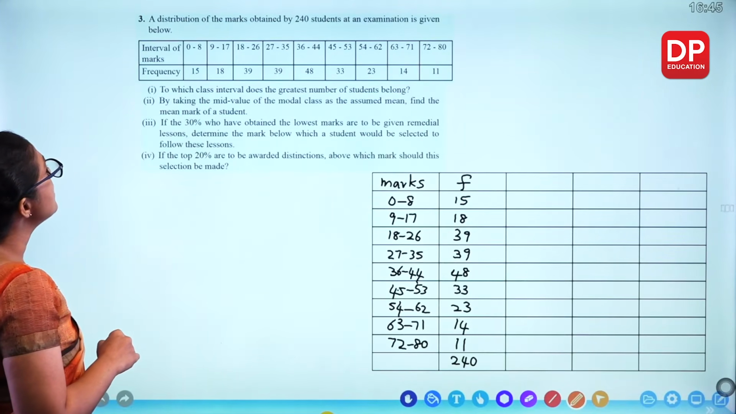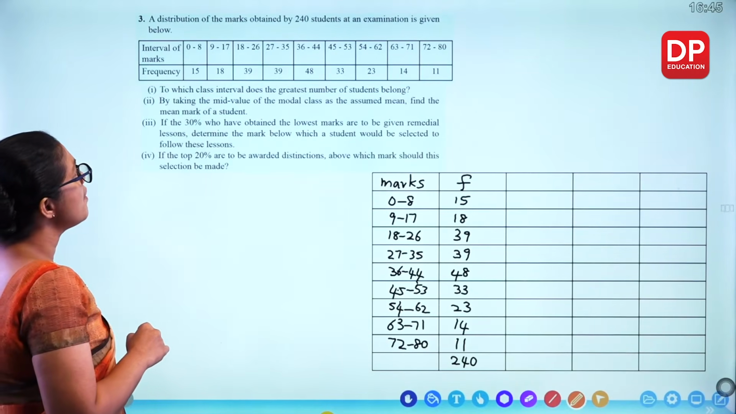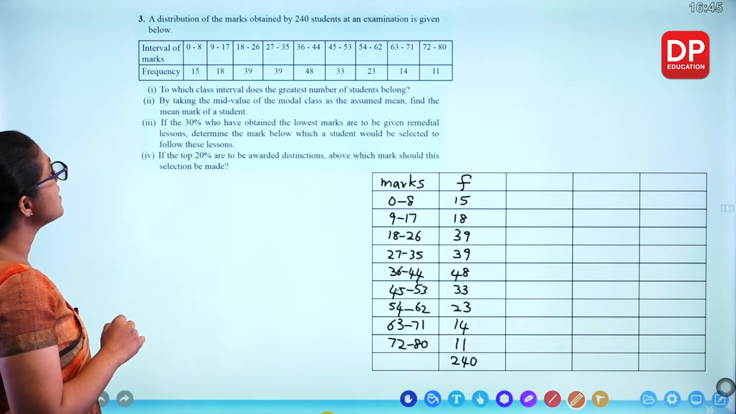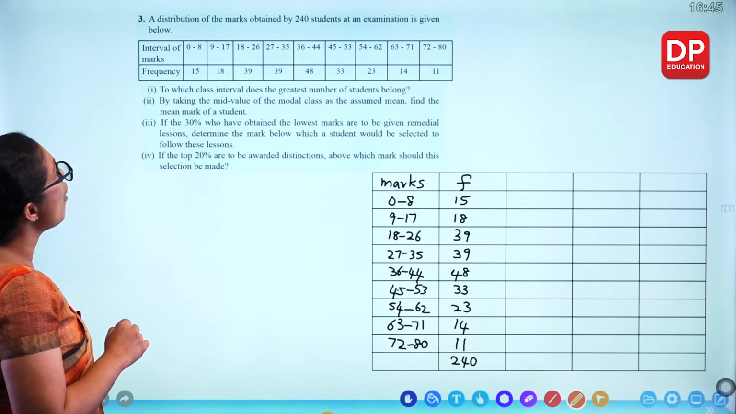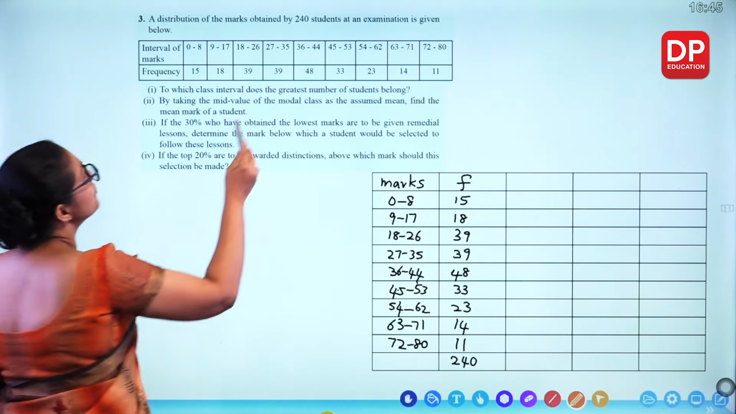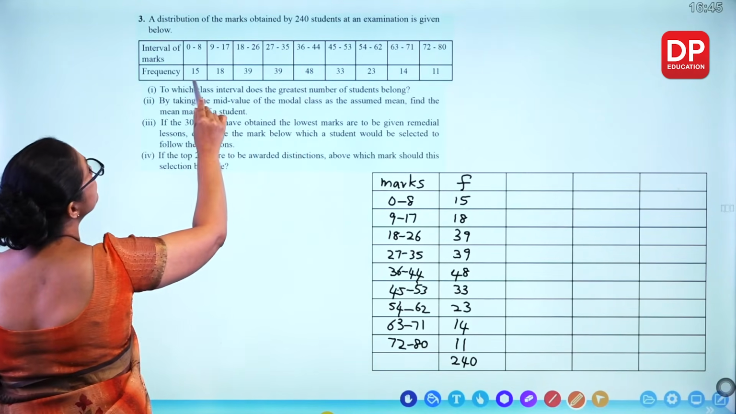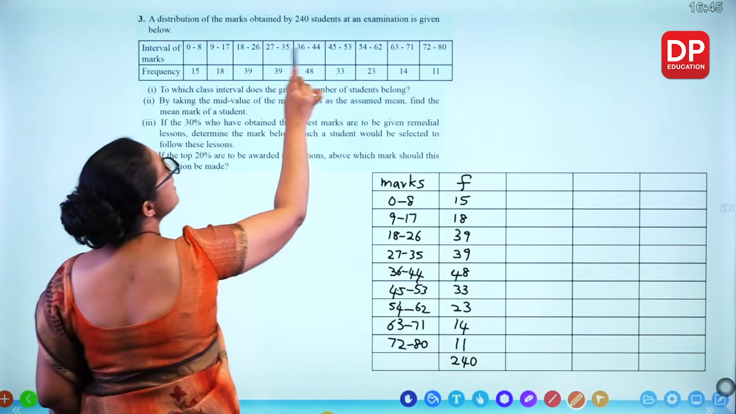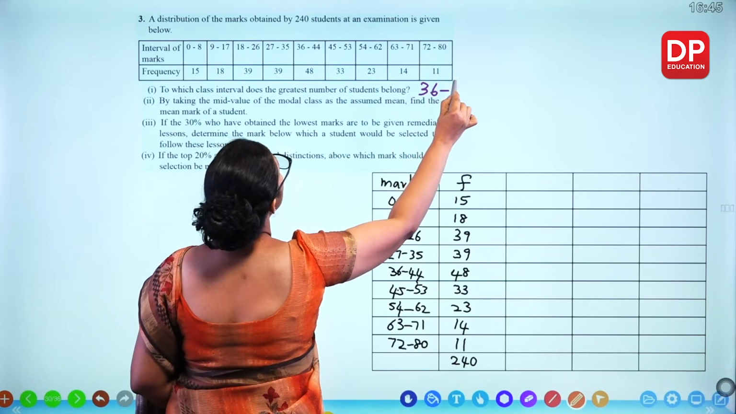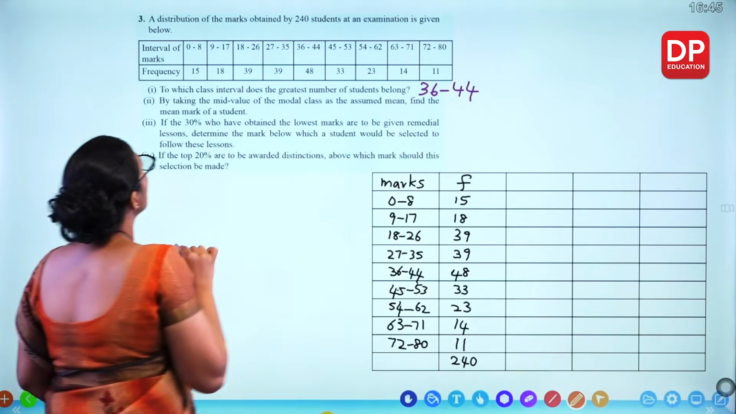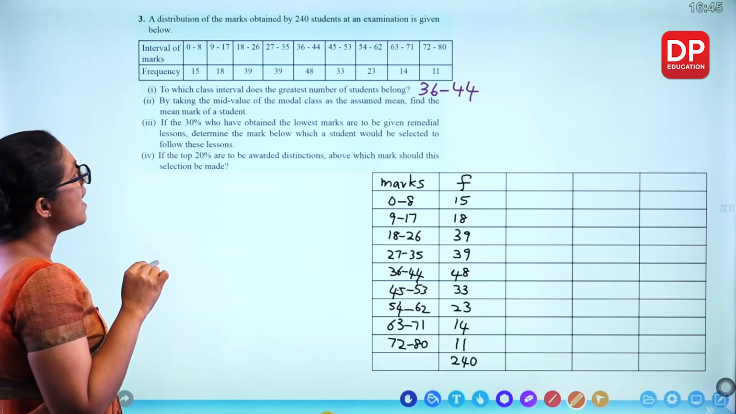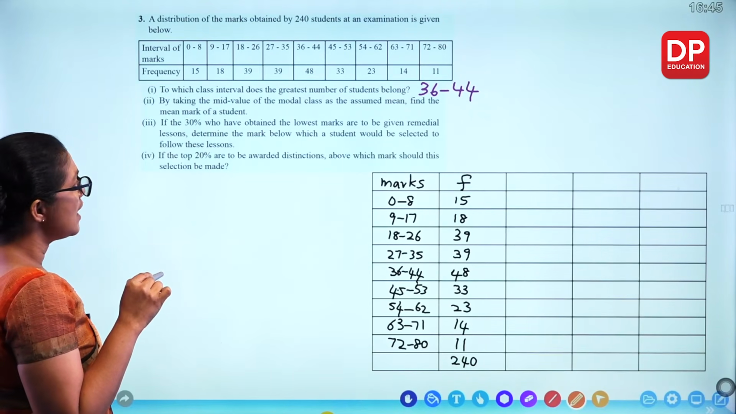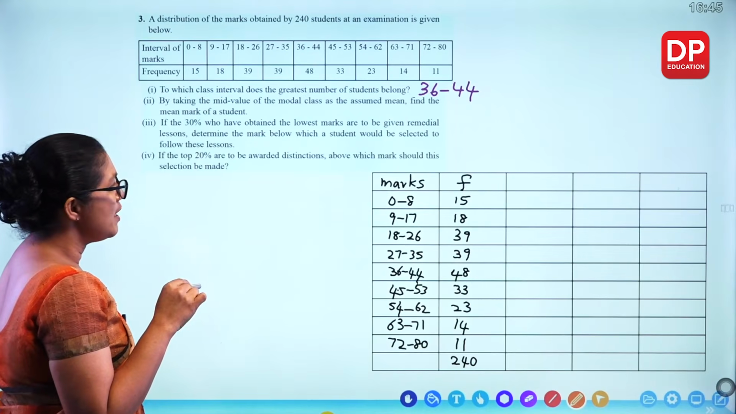Question number 3. A distribution of the marks obtained by 240 students at an examination is given below. To which class interval does the greatest number of students belong? Mode value. 48 is the mode value, highest frequency. So the interval is 36 to 44. By taking the mid value of the modal class as the assumed mean, find the mean mark of a student.